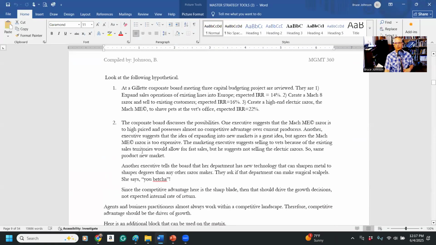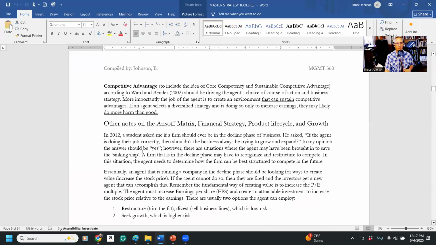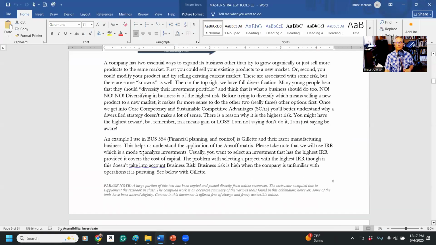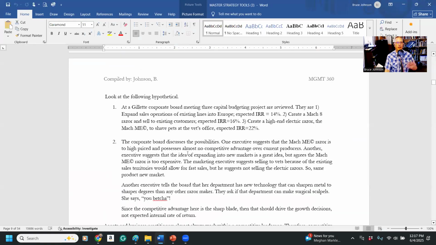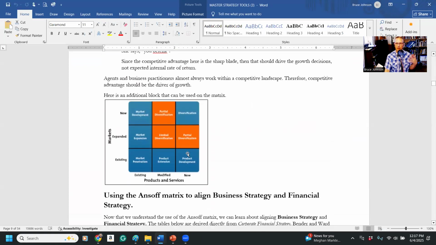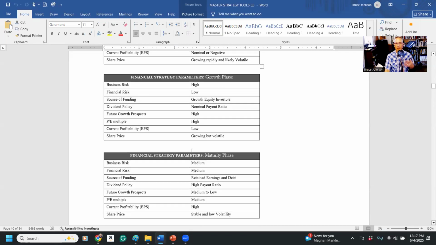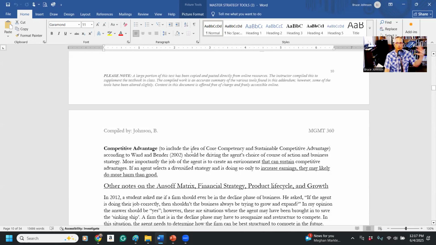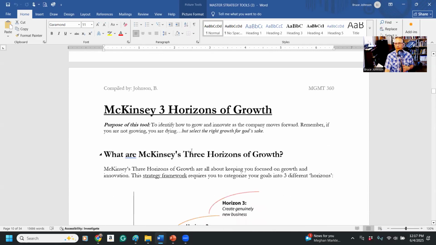I would encourage you to read through these documents one time through. I give you an example of hypotheticals when a company is trying to figure out how to grow. I use Gillette. Then we talk about how you would try to figure out how to align the level of financial risk to the business risk of the venture and going through that.